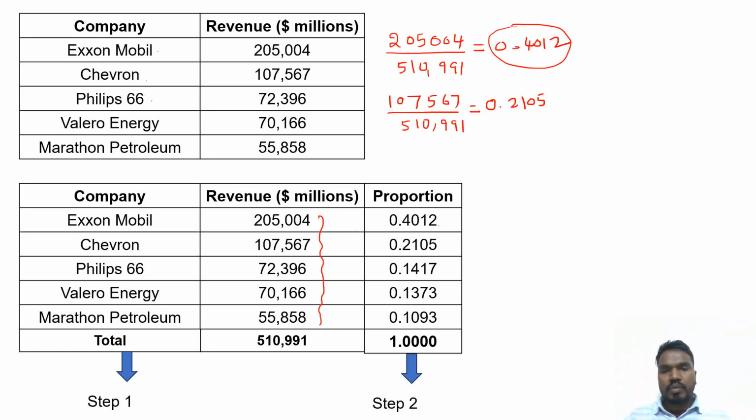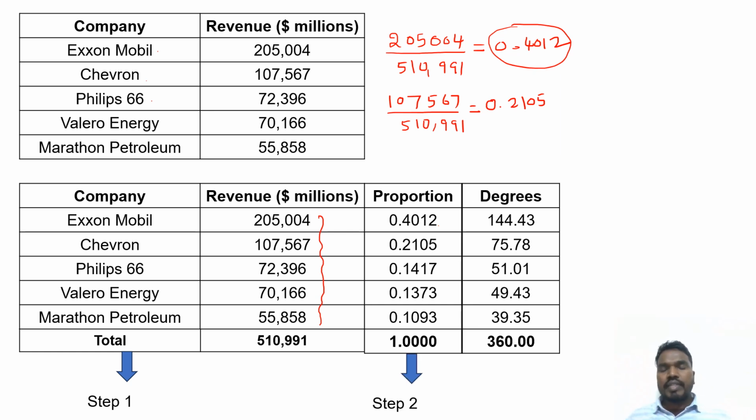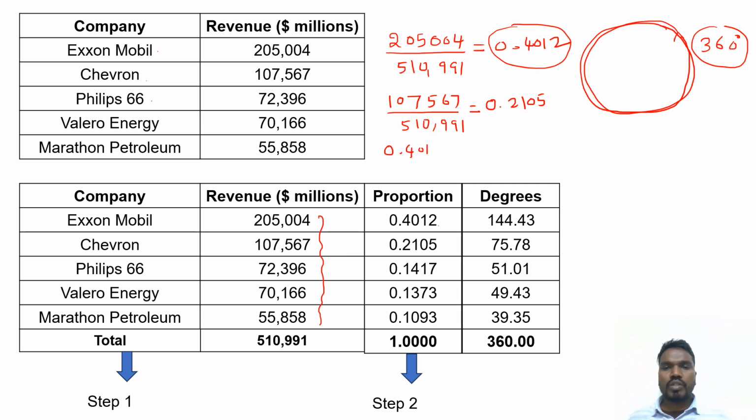After finding the proportion, the next thing is you need to find the degree. Why? Because the total circle is having how much total? 360 degree, right? If you are starting from here and you are coming back to where we started, that means it is a complete circle, right? So therefore we are covering the total 360 degree. So I want to know each proportion is how much degree it is, right? So therefore what you do, you just multiply this proportion 0.4012, you just multiply with the total 360.